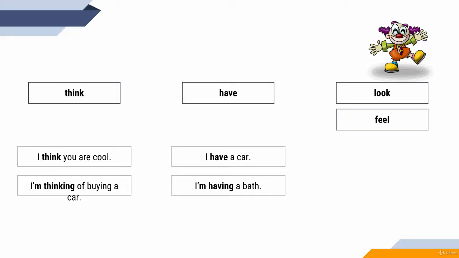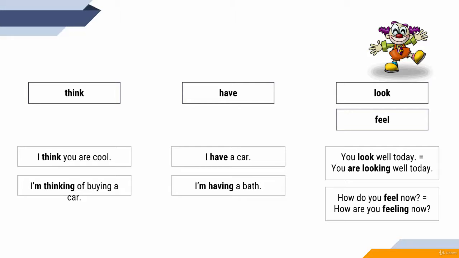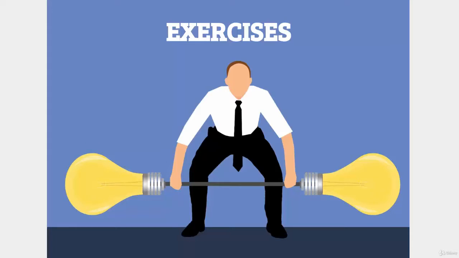Next one, look and feel. These verbs, or the verbs of senses, you can actually use in simple and in continuous form without any change in the meaning. It doesn't matter which one you will say. You look well today, or you're looking well today. Both of them mean one and the same.